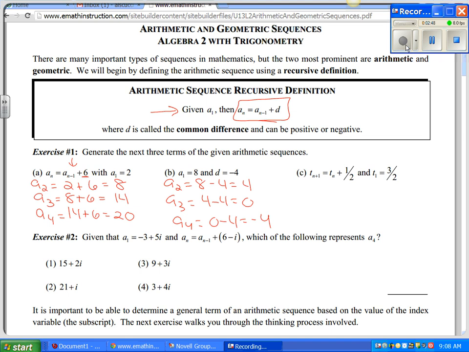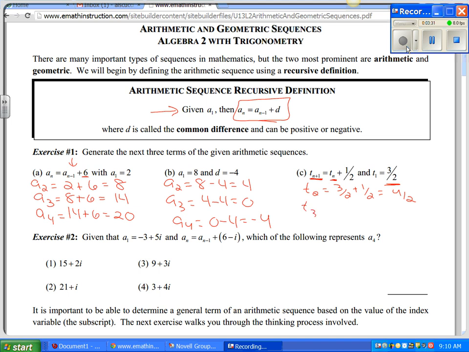Okay, try C. Okay, how do I find t sub 2? Three halves plus 1/2. You're using the previous term. Previous term. Look at next term. If this is the next term, this is the term before. Yeah, current. Got it? Okay. 4 halves. Leave it that way. Don't reduce it yet. Reason being is we want to make the addition as easy as possible.